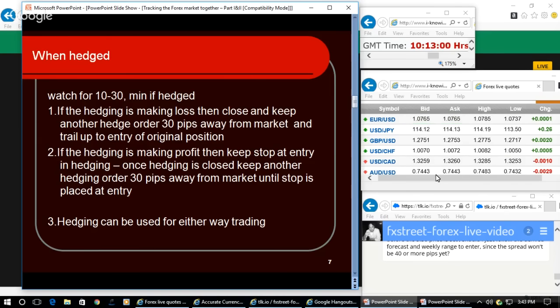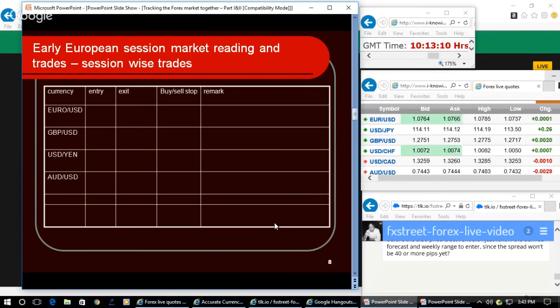So we have innumerable trading possibilities once you use this trading strategy. Hedging gives either-way trading opportunities. Now coming to the other position taking.